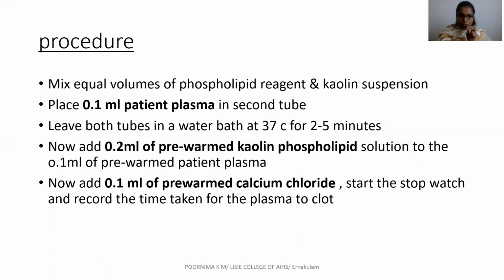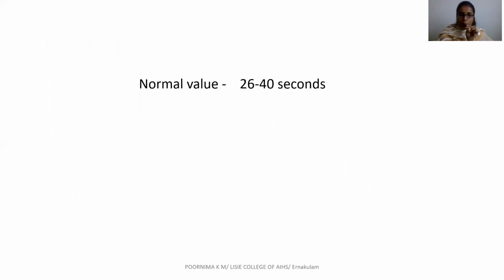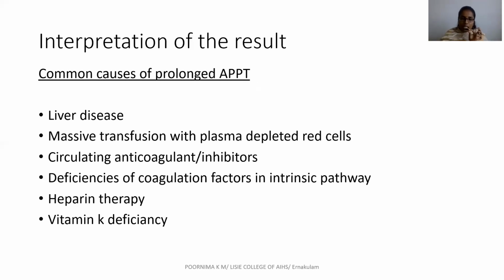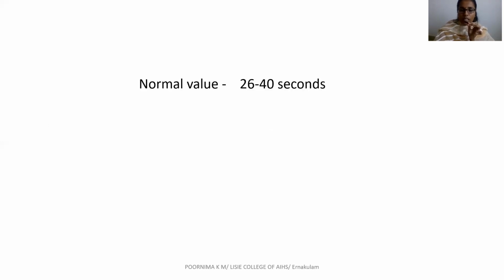Okay. So the result would be, that is, the normal value ranges between 26 to 40 seconds. So next is interpretation of the result. Common causes for prolonged APTT are, that is, prolonged APTT means if we have got the patient value of more than 40 seconds, that is termed as prolonged APTT.